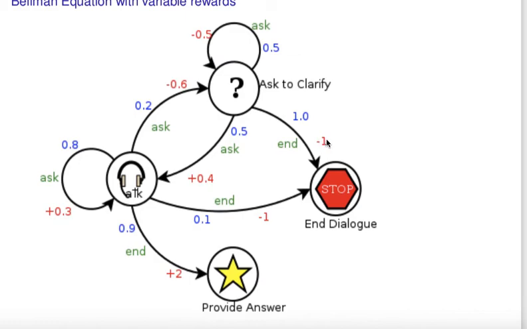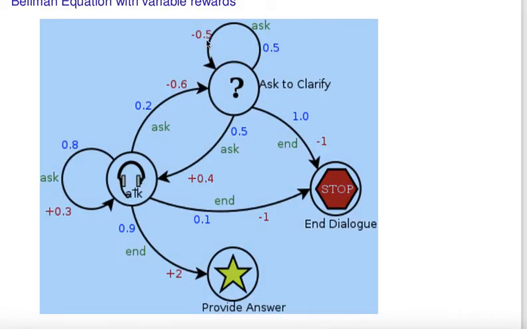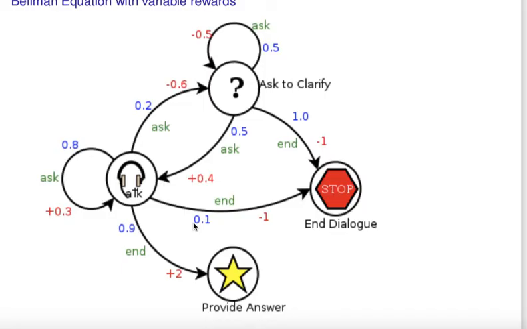Going to stop at rewards -1. You never want to be there. You also don't want to have the person clarify too much, because every time they ask you a question, it's a negative reward. So you can create a little graph like this where states are not a grid, but there's something else.